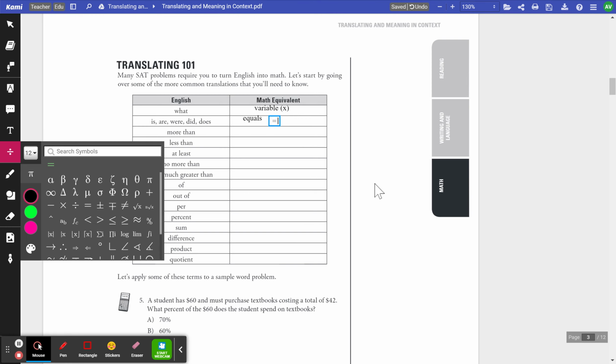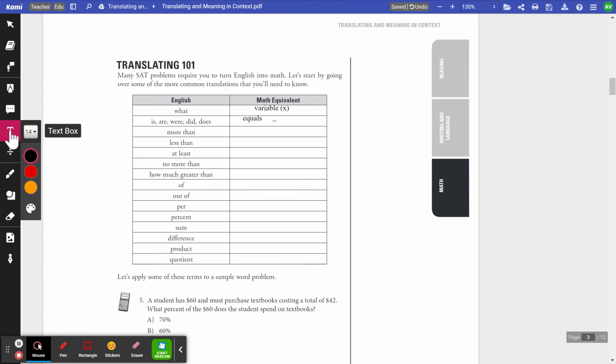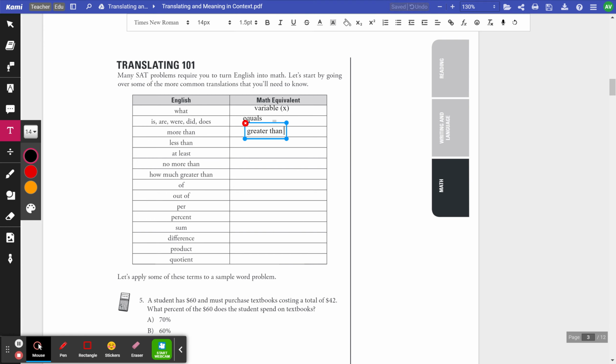Okay, so next phrase is more than. When they say more than, it could mean that they're adding something, but usually if they're talking about it in terms of an inequality, it's the greater than sign, right? So greater than, which is this symbol, and then less than. But if you're not talking about an inequality, it could also mean taking away something, like a subtraction.